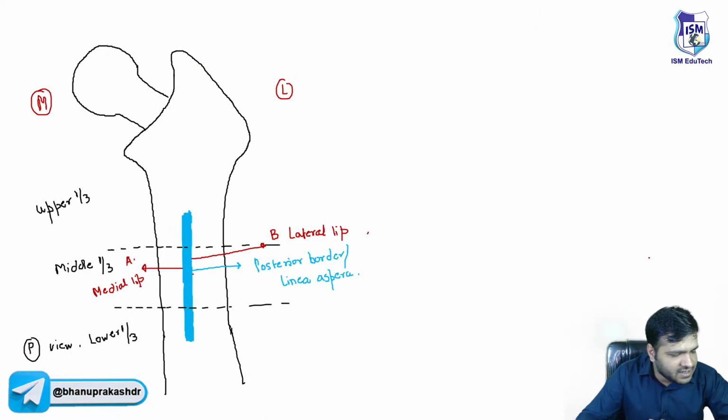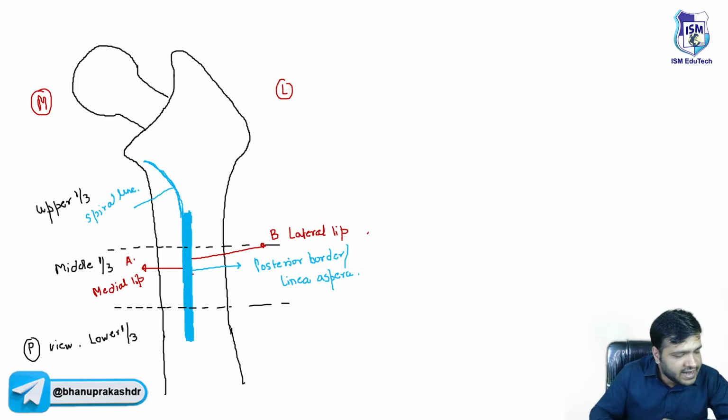Now beta, this medial lip and the lateral lip. The medial lip of the linea aspera, in the upper one third, will extend up, forming the spiral line, which is going towards the intertrochanteric crest and the greater and lesser trochanter. So the medial lip of the linea aspera extends up to form the spiral line.